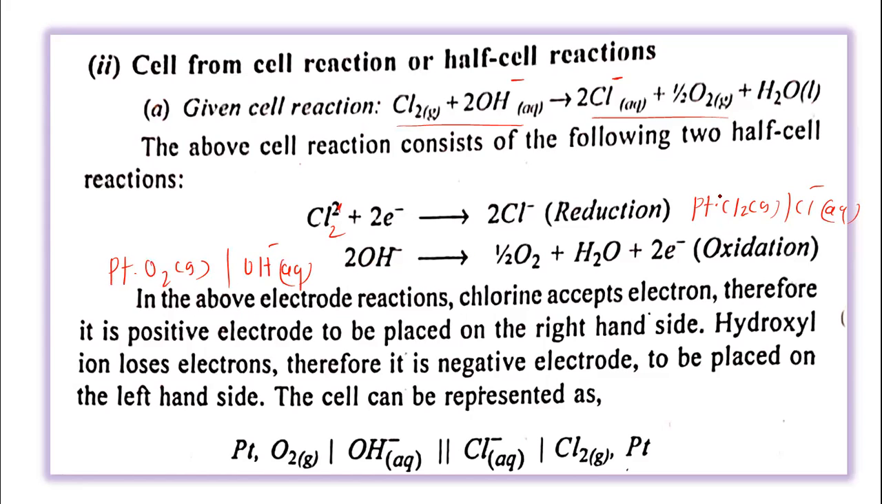So once we write the two electrodes here, let us combine them. The left hand side electrode where oxidation takes place is the oxygen electrode, so this is represented here. The right hand side electrode is the chlorine electrode, represented here, where reduction takes place. In the above electrode reaction, chlorine accepts the electron, therefore it is a positive electrode, meaning right side. Hydroxyl ions lose the electron, oxidation of the hydroxyl ions is there, therefore it is a negative electrode to be placed onto the left hand side. Therefore the cell can be represented in this way.